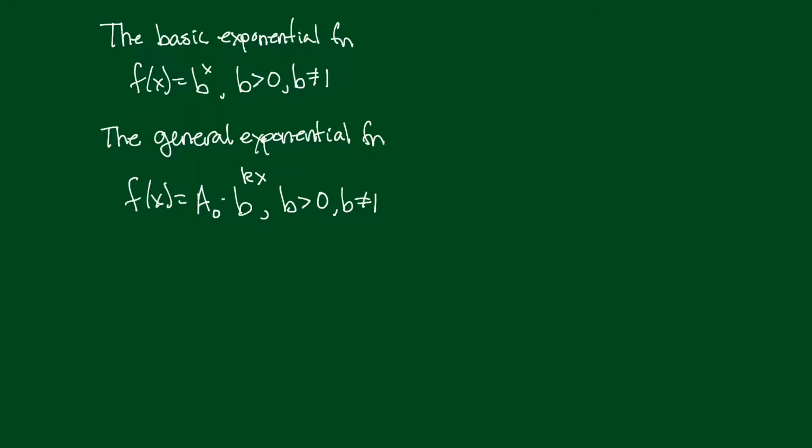Now let's talk about what these other letters are for. We've got an a naught, a sub 0, and we have the k. So what exactly are these? Right? They don't appear in the basic function. This is more general. So when you compare these, it looks like the basic function, we could have a multiplier out here, and then we have a coefficient, a multiplier of the x. So let's see what these are. Here's how I would interpret these.